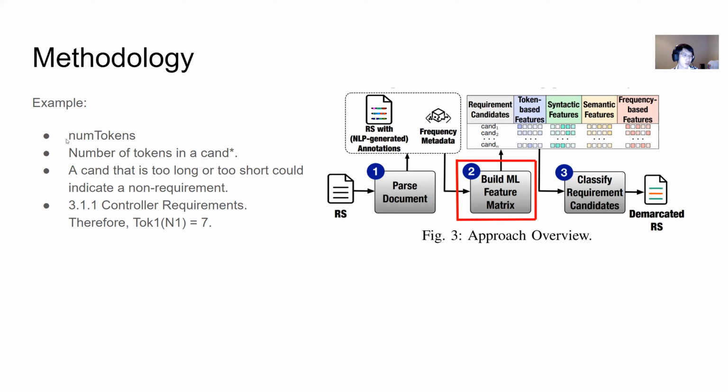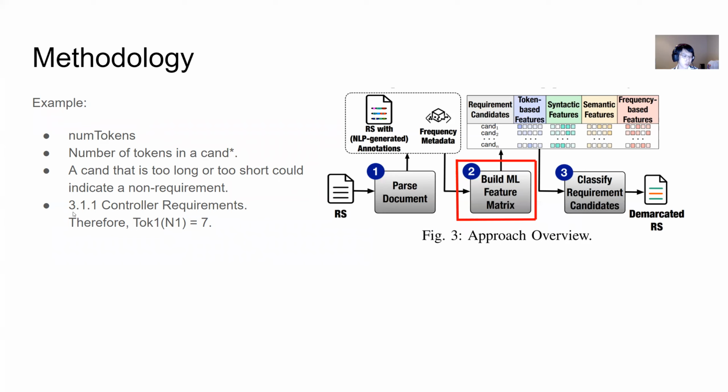The first one is called number of tokens. It means the number of tokens in a candidate. All of the features have a reason why we have them. Is the feature useful? For this feature, it's because a candidate that is too long or too short could indicate a non-requirement. I think it is meaningful.